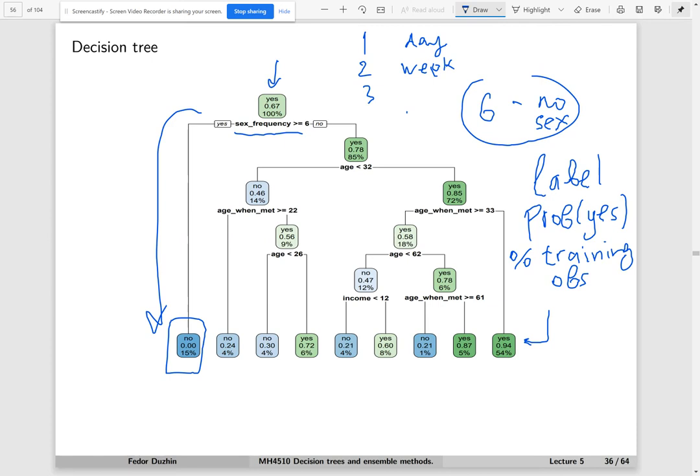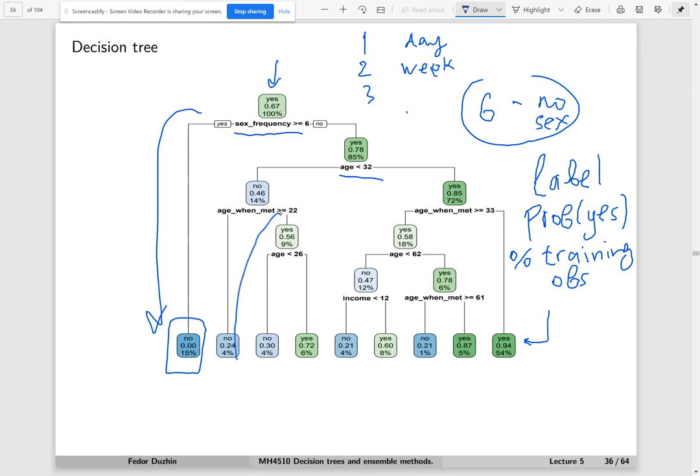Then the prediction is no, they are not married. The probability of this prediction is 1, so 1 minus 0 is 1, and 15% of all our observations belong to that node. Well, and so on, so you can check. Like age: if age is less than 32 versus if age is bigger than 32, if age is small, then probably no, they are more likely not to be married.